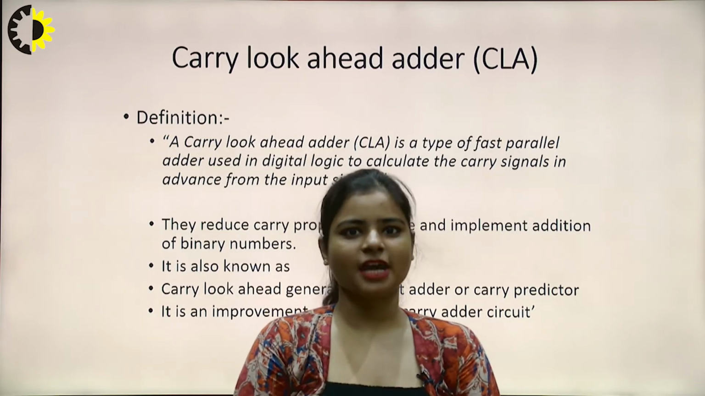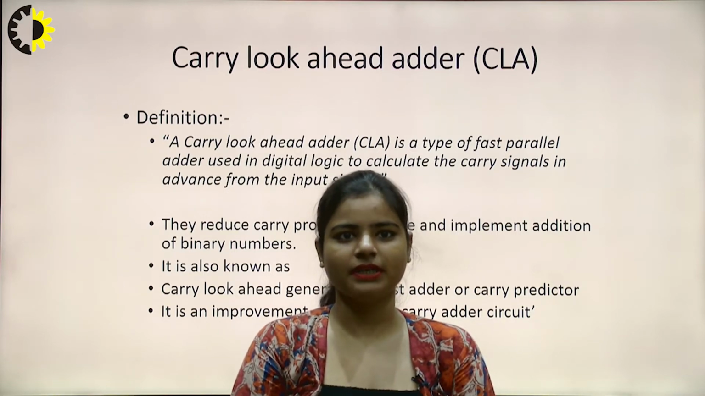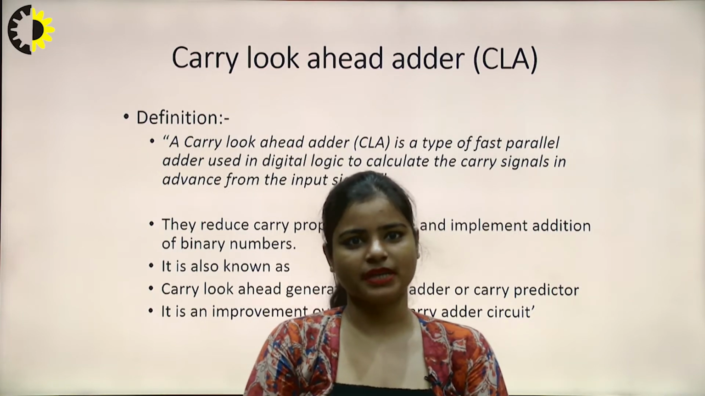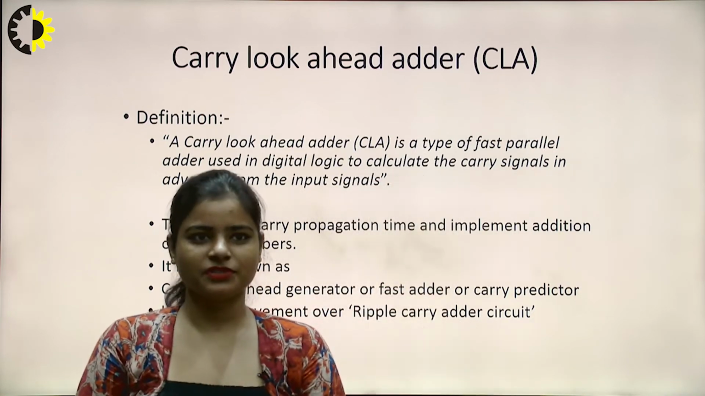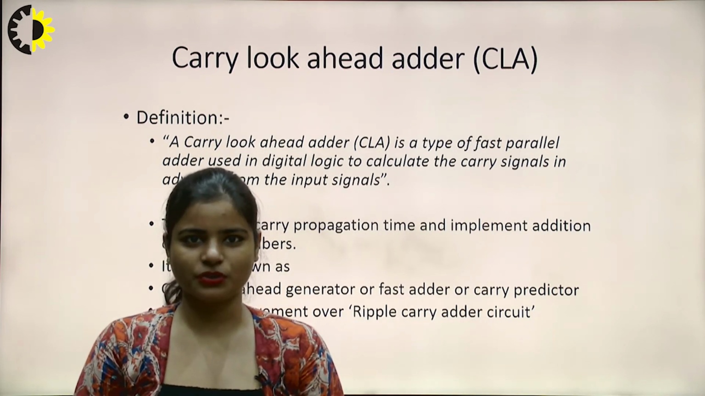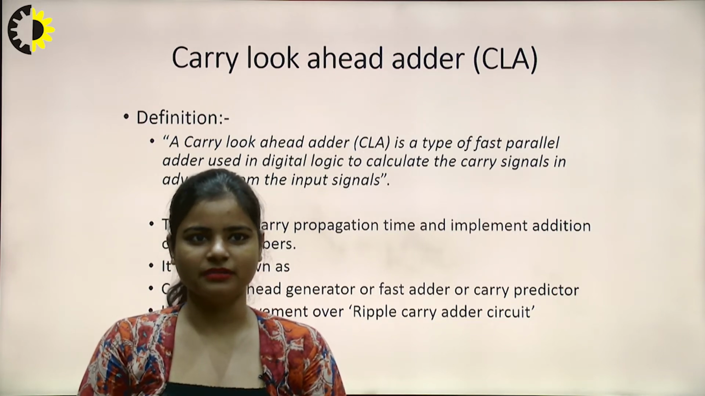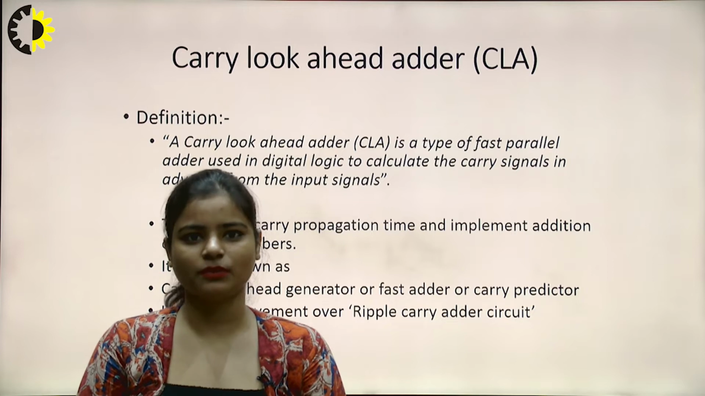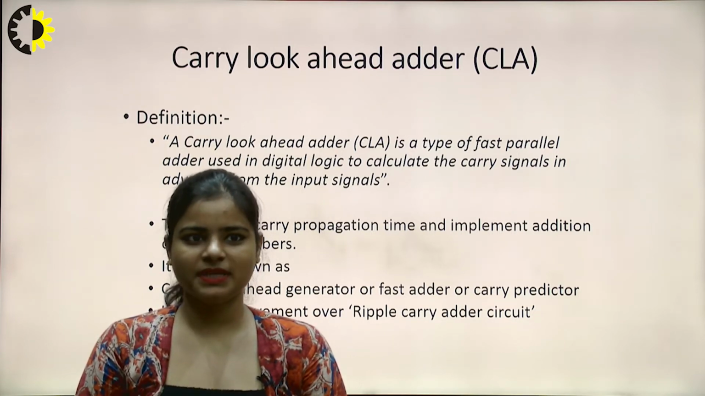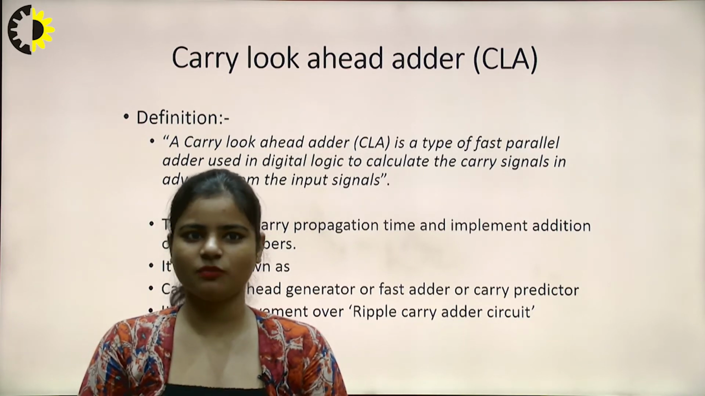A CLA is a type of fast parallel adder used in digital logic to calculate the carry signals in advance from the input signals. Basically, it also reduces the carry propagation time and implements addition of binary numbers.